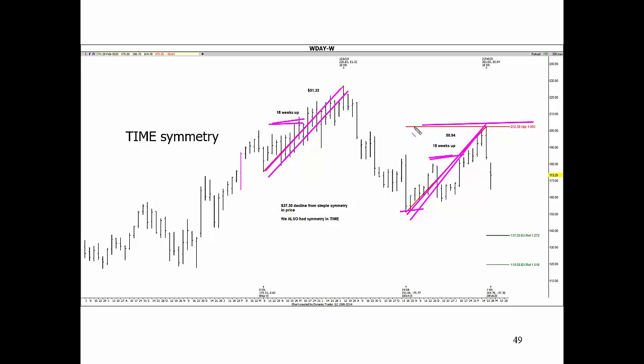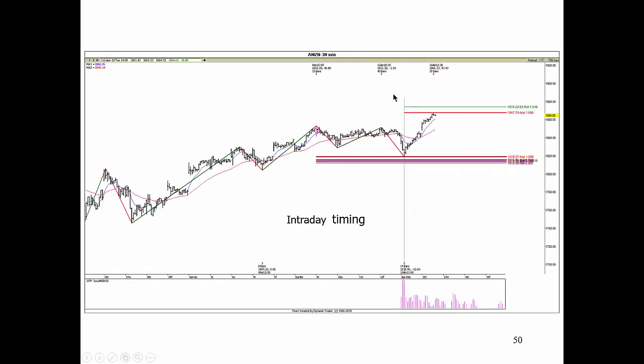202.38 was the projection from this low to high, projected from here. And you basically had time and price come together at the same time. And at the time that I took the snapshot, it was already down $37 from a simple symmetry setup.